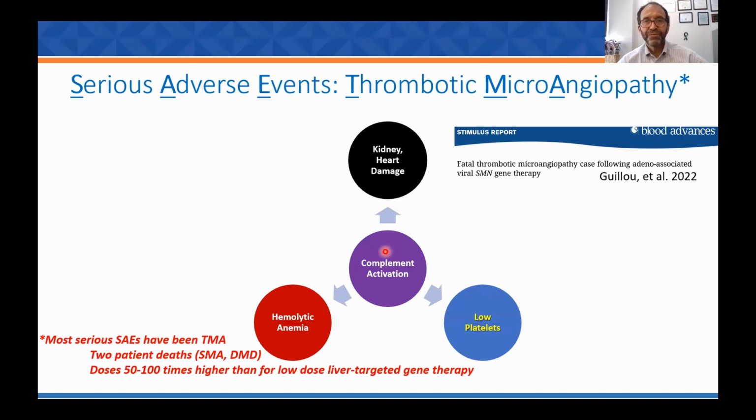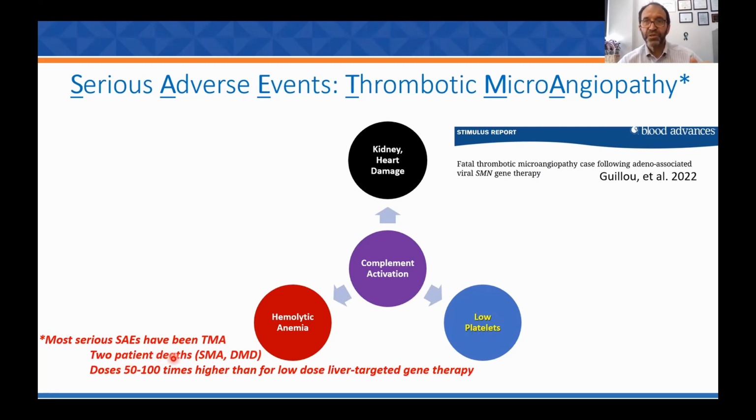And the three effects from complement activation include tissue damage, like kidney or heart. There's been kidney shutdown. For the Duchenne patient, there was evidence that the heart was inflamed and damaged. We can see changes in the blood counts, low platelets. That's the thrombotic part. We can see hemolytic anemia, so breakdown of the red blood cells, and they look quite unique under the microscope. So all the signs now of TMA from AAV gene therapy are recognized. There have been 2 documented patient deaths from this.